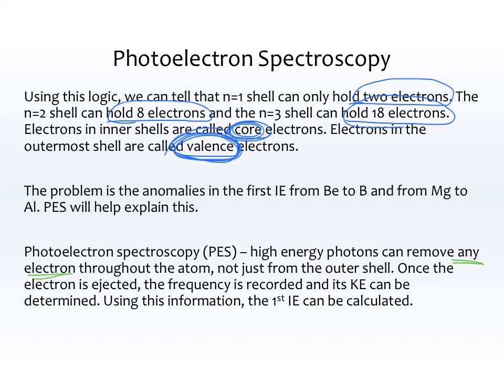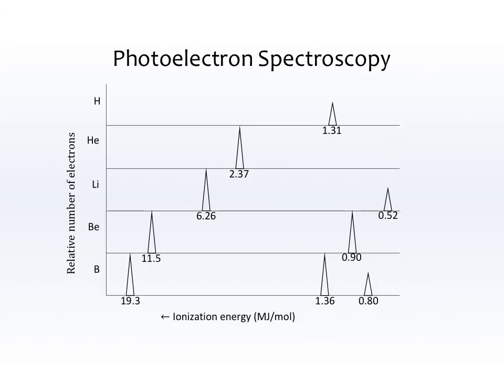Once the electrons were ejected, the frequency is recorded and the kinetic energy can be determined, and then using these calculations, we can decide the first ionization energy for any electron. So here's an example of a graph produced by photoelectron spectroscopy, and actually this is 5 different graphs. We have hydrogen and also helium and also lithium. So we've combined 5 different elements' PES graphs onto one big chart so we can compare them.